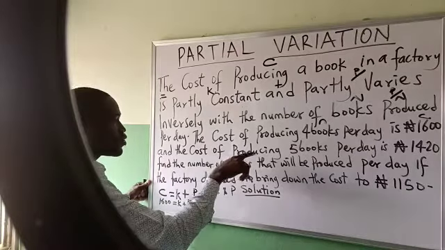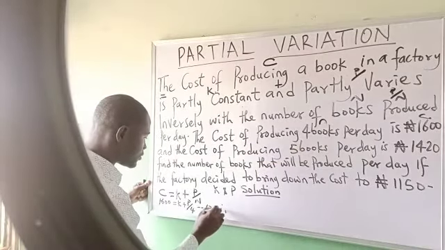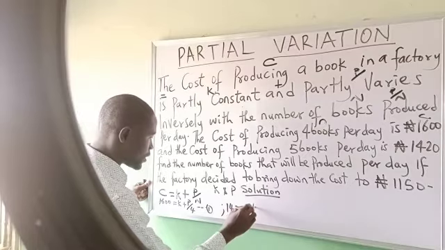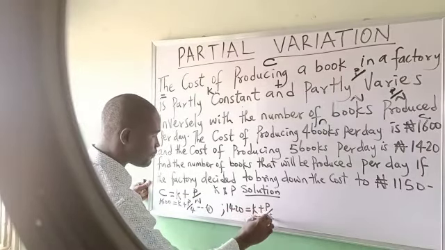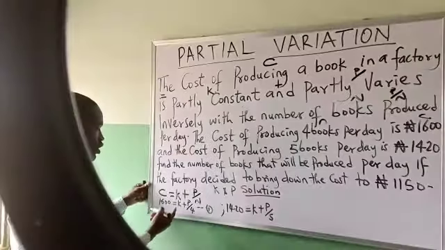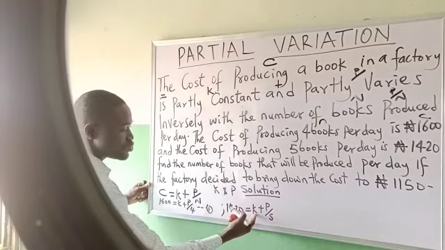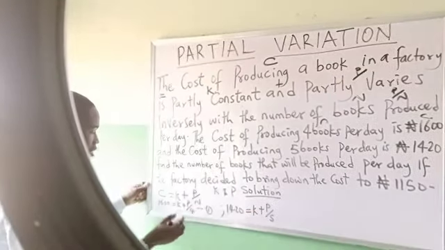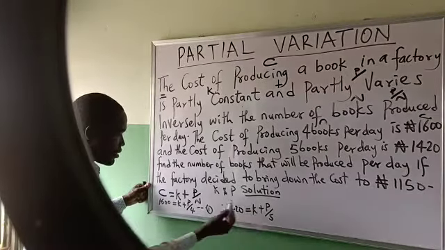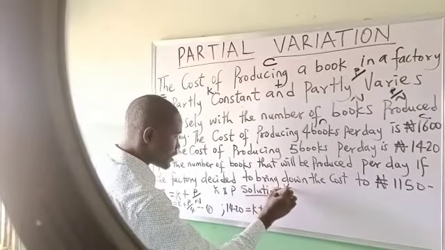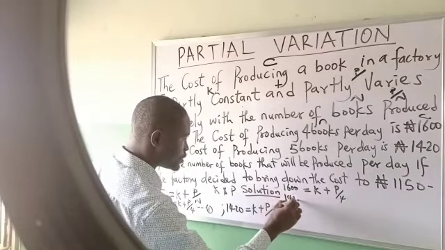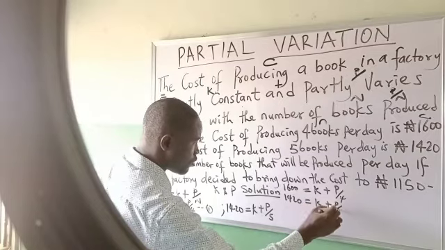Also, the cost of producing 5 books per day is 1,420 naira, which equals K plus P over 5. That means I'm to solve these two simultaneously to get the two constants, K and P. Solving them simultaneously, you will see that both of them have K and P. Now, equation 1: 1600 equals K plus P over 4. Equation 2: 1420 equals K plus P over 5.